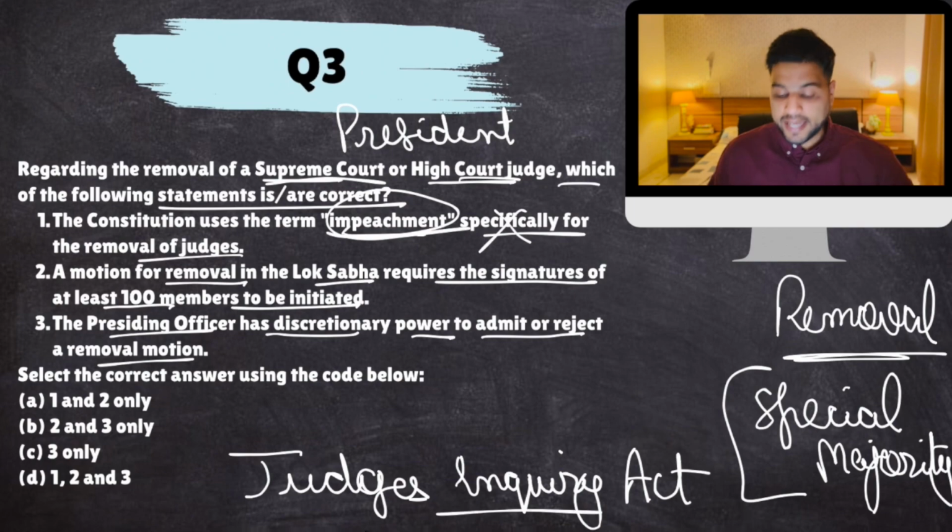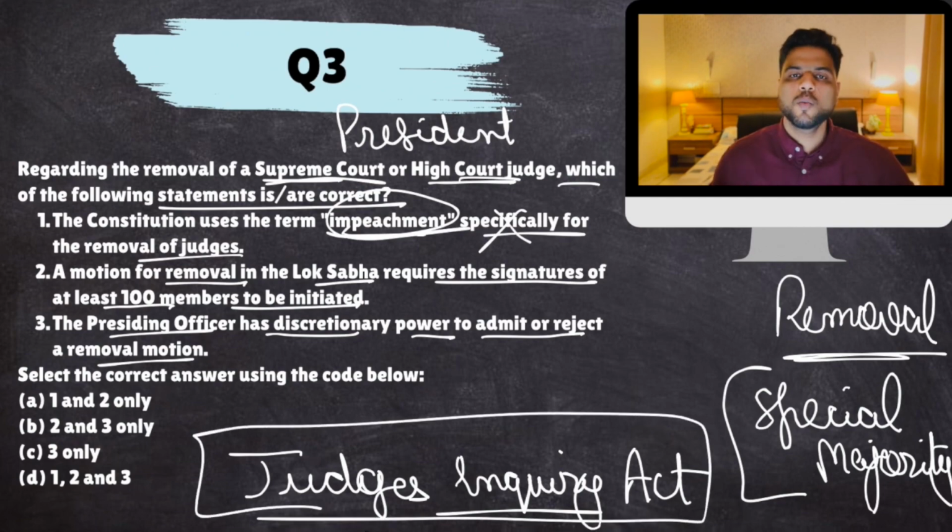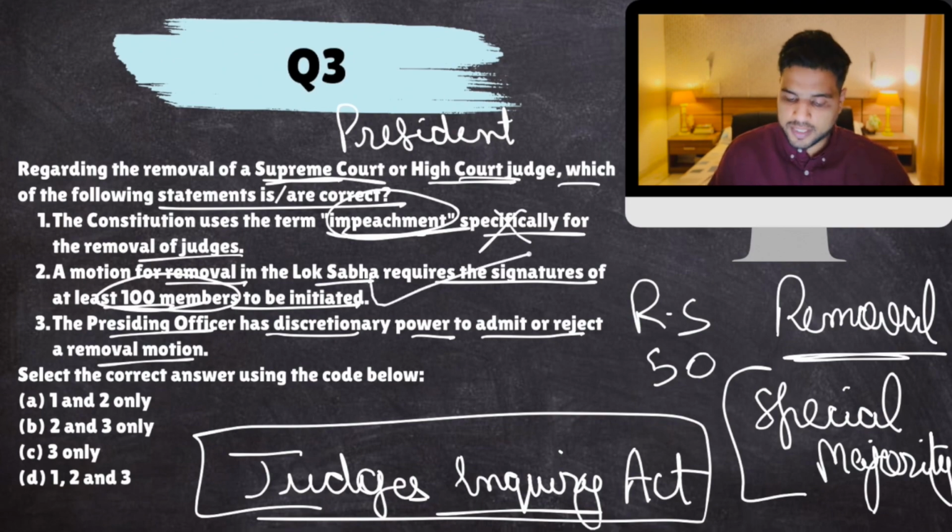Okay? Yes, the Constitution does mention the grounds for removal of a judge. Proved misbehavior or incapacity. Proved misbehavior, if they have misbehaved, like corruption or anything. And incapacity, they are mentally or physically incapable. Now, the Judges Inquiry Act says that to remove a judge, a motion can be admitted in either house of Parliament. For Lok Sabha, it requires signatures of 100 members. For Rajya Sabha, it requires 50 members. So this is correct. Once the motion is admitted, by the way, the presiding officer, in Lok Sabha the Speaker, in Rajya Sabha the Chairman, has the power to admit or reject the motion. So if the Speaker allows, then only these 100 signatures are valuable. So the second statement is also correct.